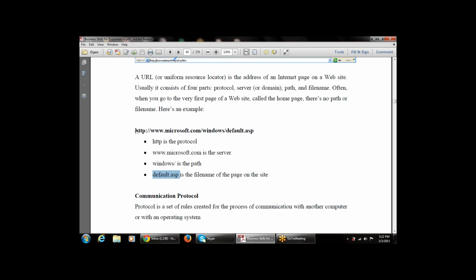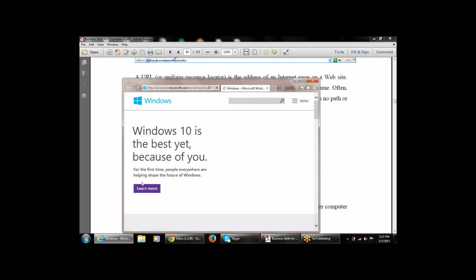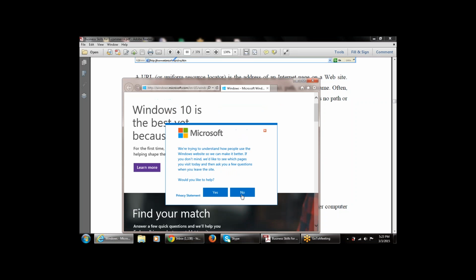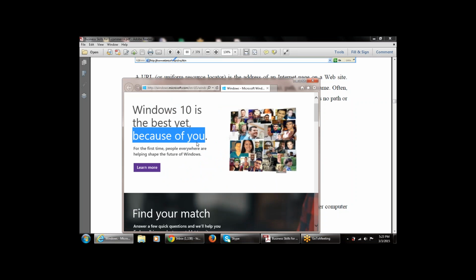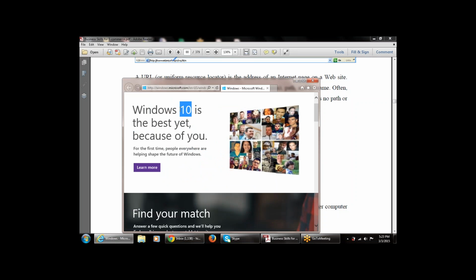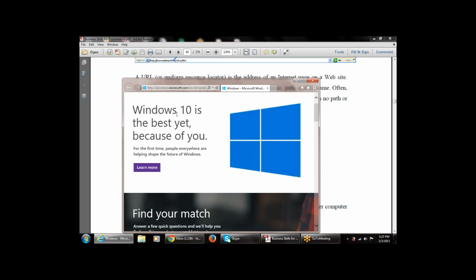If I click on this one, a new page will open of the Windows like this one. So this is the path, this is the URL, this is the link. If I click on this, new information is available about Microsoft Windows. So this is available with the internet. Nowadays Windows 10 is available, the latest version that comes into the picture.